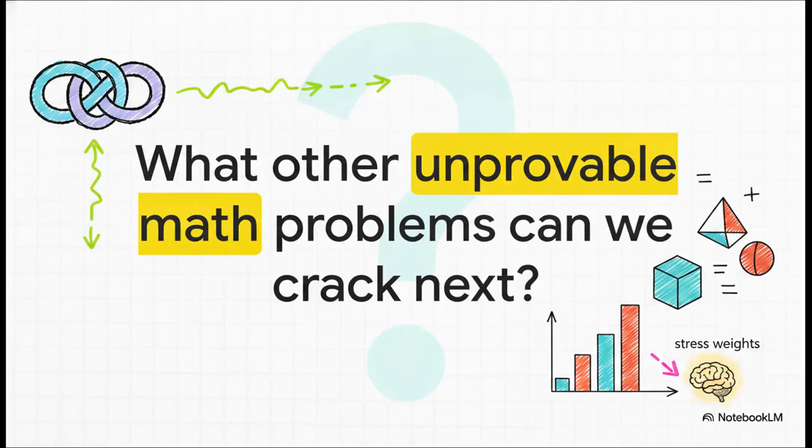Which leaves us with a truly exciting thought. By bypassing the limitations of classical geometry, we've seen just how powerful this translation can be. If the Adelic Langlands program can translate impossible topological knots into perfectly solvable arithmetic stress weights, what other notoriously unprovable math problems can we crack next using this exact same framework?